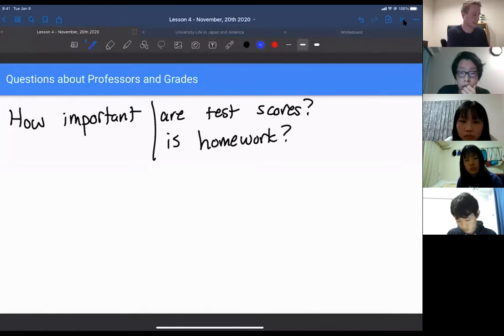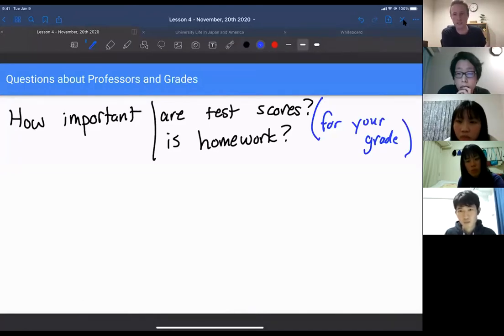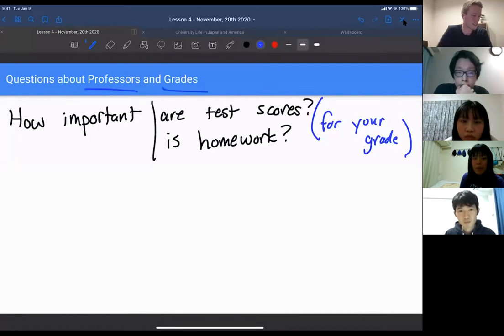You could also say, at the end, for your grade. Grade is score, your score, like A, B, C, those kinds of scores. How important are test scores for your grade? How important is homework for your grade? Can anybody think of a different question? Professors or grades?